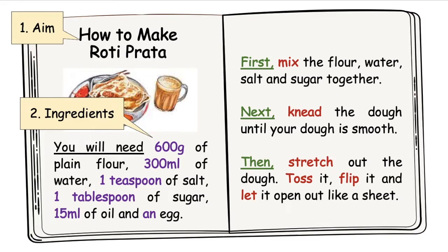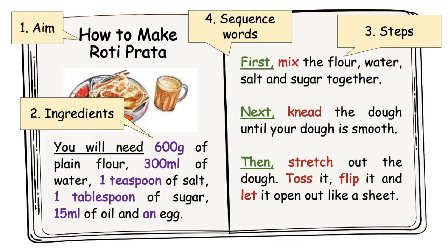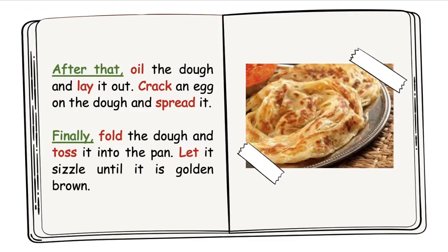For example, 600 grams of plain flour, 300 milliliters of water, 1 teaspoon of salt, 1 tablespoon of sugar, 15 milliliters of oil, and an egg. Then, he lists out the steps needed to make roti prata. He uses sequence words like first, next, then, after that, and finally to tell us the order in which we need to carry out the steps. You will also notice that he used action words like oil, lay, crack, spread, fold, toss, let to tell us what are the actions that we need to take to carry out his set of instructions.